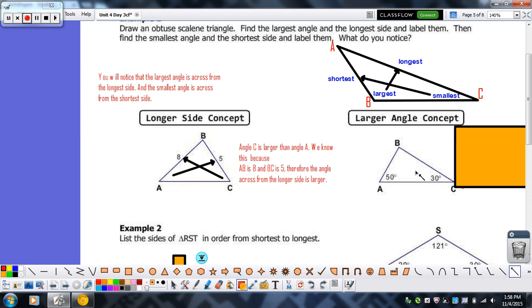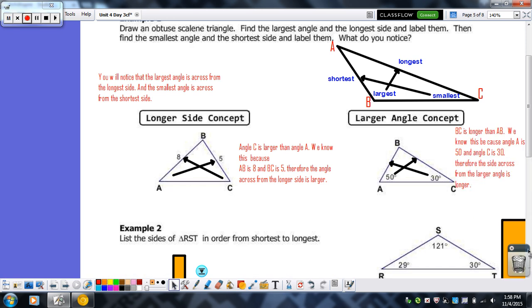We can use the same idea with the larger angle concept. We know that angle A is 50 degrees. We know that angle C is 30 degrees. Since 50 is larger than 30, the side across from 50 is going to be larger than the side across from 30. So with this in mind, we know that BC is longer than AB.